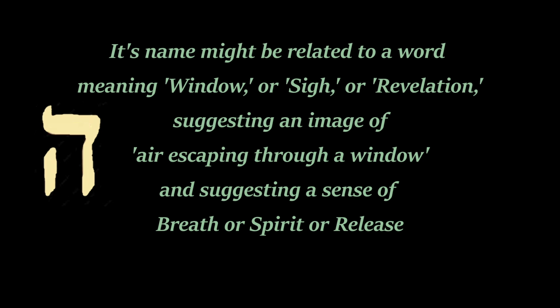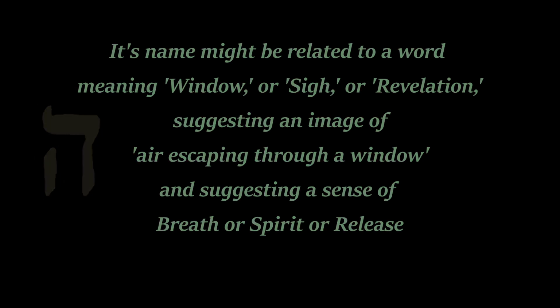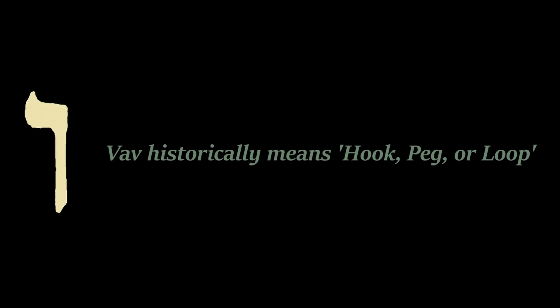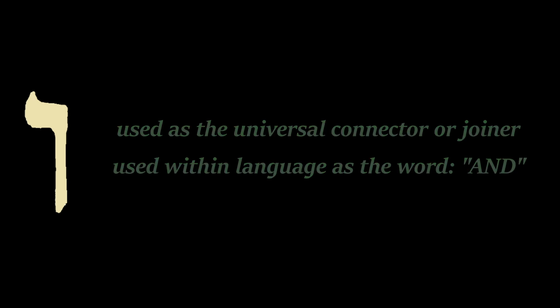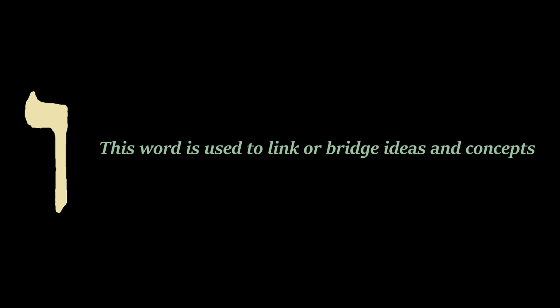suggesting an image of air escaping through a window and suggesting a sense of breath or spirit or release. Number 6, Vav, historically means hook, peg, or loop, used as the universal connector or joiner, used within language as the word and. This word is used to link or bridge ideas and concepts.